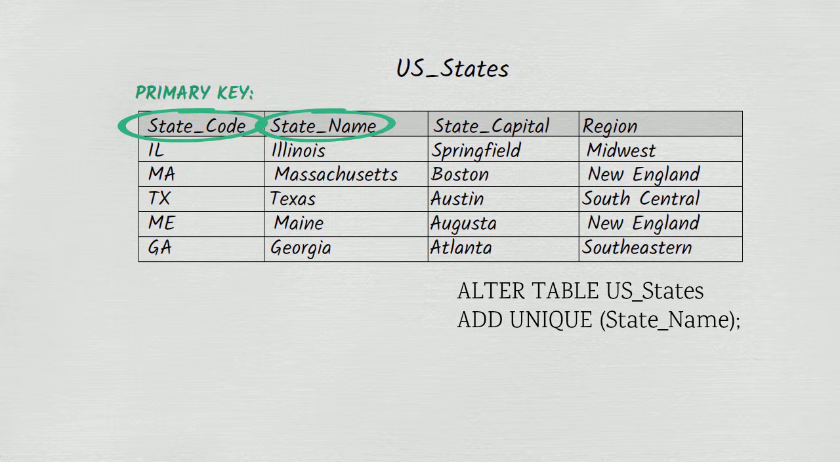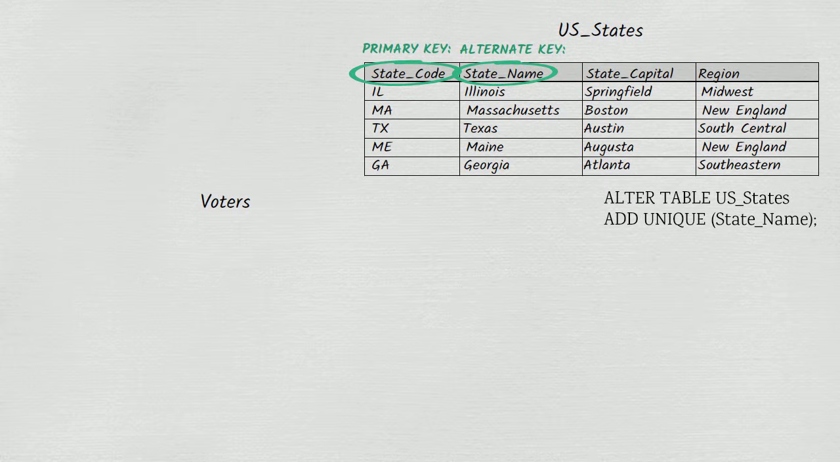Our database might have other tables besides the US states table that also make reference to US states. Perhaps we have a voters table that records information about which state a given voter is registered to vote in.